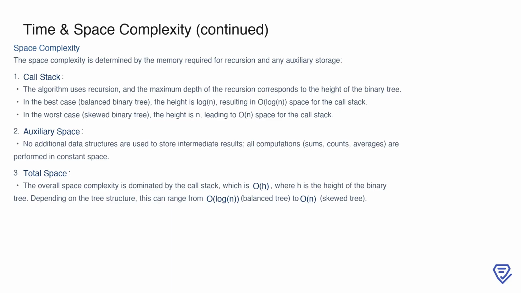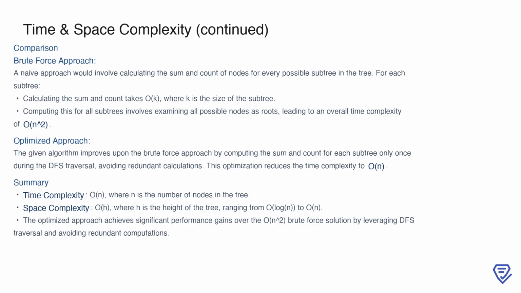When comparing this optimized approach to a brute force solution, the improvements become clear. In a naive approach, we would calculate the sum and count for every possible subtree in the tree. For each subtree, this calculation would take O(k) time, where k is the size of the subtree. Since we would need to examine all possible subtrees, the overall time complexity of the brute force method would be O(n squared).